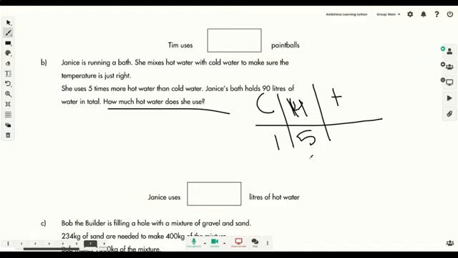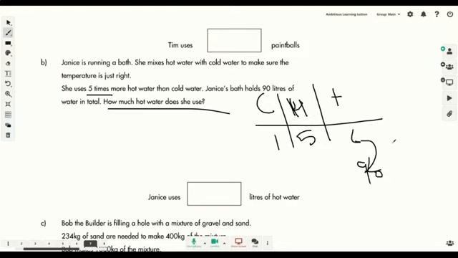So basically, they are saying that she mixes hot water with cold water to make sure the temperature is just right. She uses 5 times, so she's using 5 times of that. If you add these two, 5 plus 1 is 6, but the total given to you is 90.